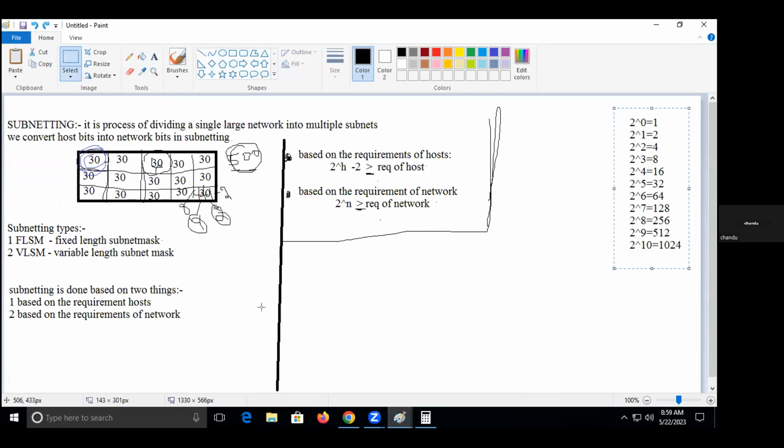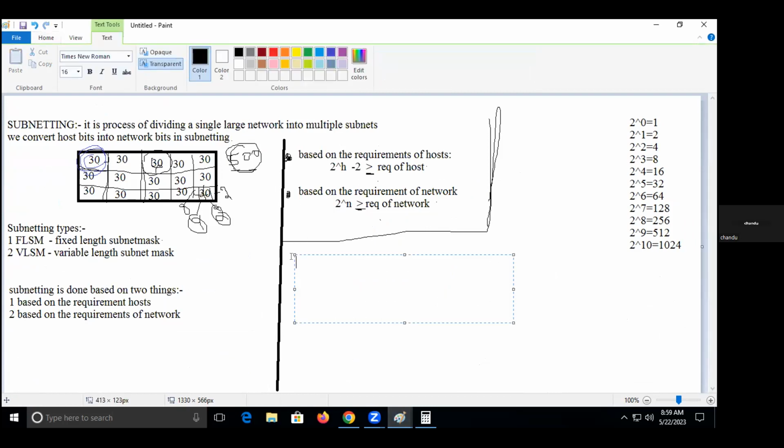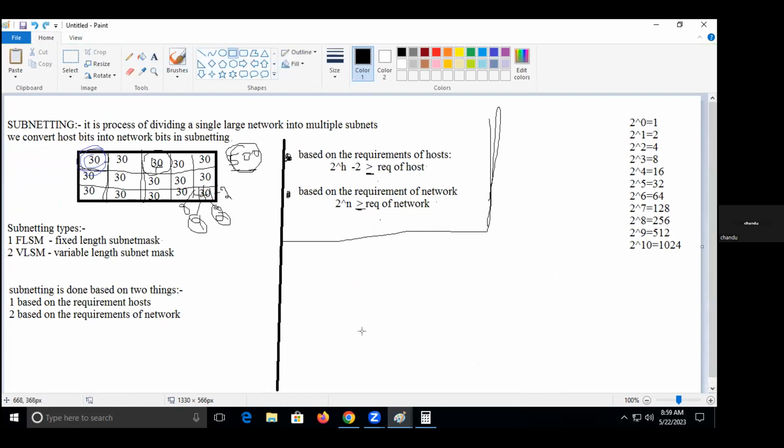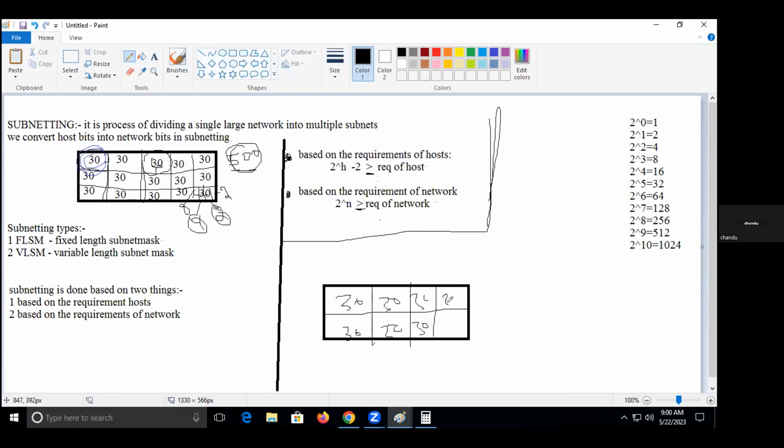So your manager says, sir, in class C we have 256 IP addresses, 254 usable. We want to keep 30 per department, like Java, .NET, PHP, Python, and Ansible, and some others. This is known as FLSM, fixed length subnet mask. You want to divide your network into 30 hosts each. So how many networks did you make? 8: 1, 2, 3, 4, 5, 6, 7, 8, like this.